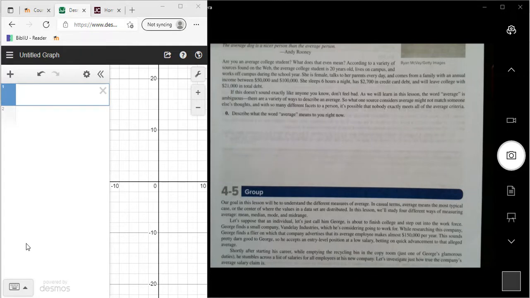Shortly after starting his career, while emptying the recycling bin in the copy room, just one of George's glamorous duties, he stumbles across a list of salaries for all employees at his new company. Let's investigate just how true the company's average salary claim is.